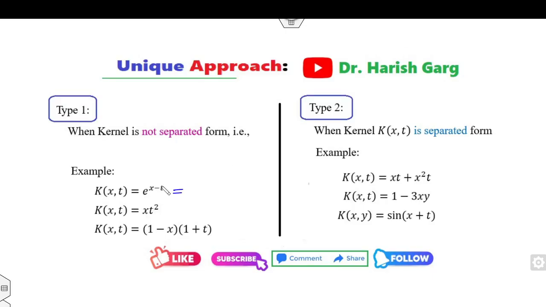First of all, can you write this kernel as a product of two functions? One function dependent on x only, and the second function dependent on t only. Can you write this function in this way, where the first part has only a function of x and the second has only a function of t? Absolutely, you can write it. This is e raised to power x, this is e raised to power minus t. See, this function is of x alone and this is of t alone. Similarly, you can see the second. I can write a x and this is t square. Clearly, this is a function of x only, this is a function of t square, t only. Again, this is a function of x and this is a function of t.